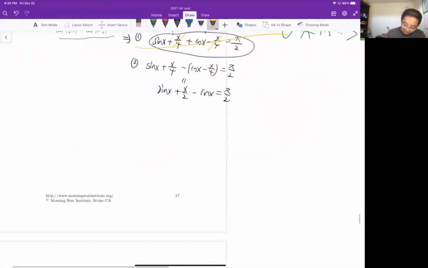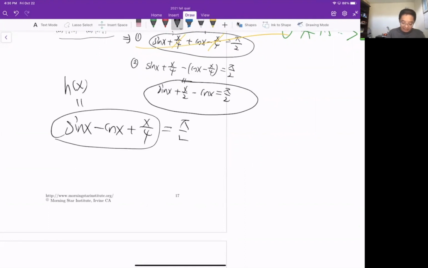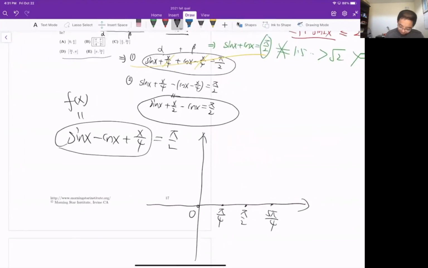All right, now let's look at the second one. Is it possible that sine x minus cosine x plus x over 4 equals pi over 2? Let's call this function f(x) and look at how f(x) changes. We start from 0, and then look at pi over 4, then pi over 2, which is the thing we are looking at, and then 3 pi over 4, and 5 pi over 4.